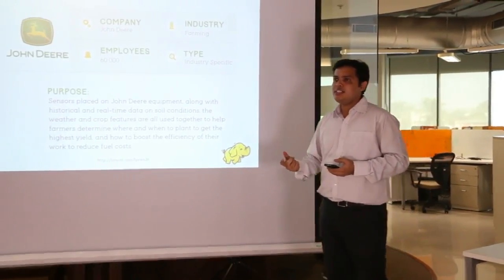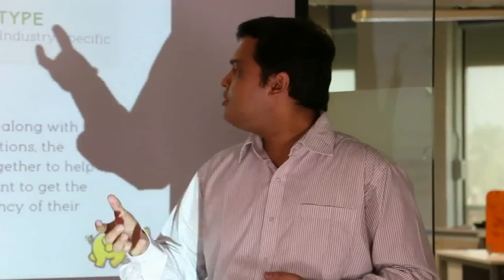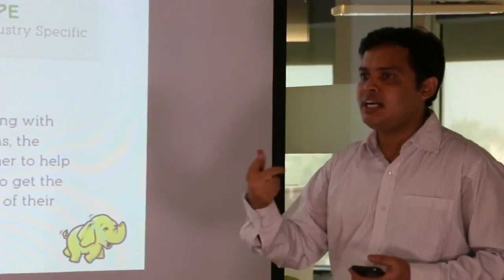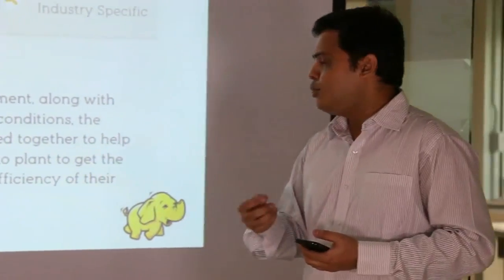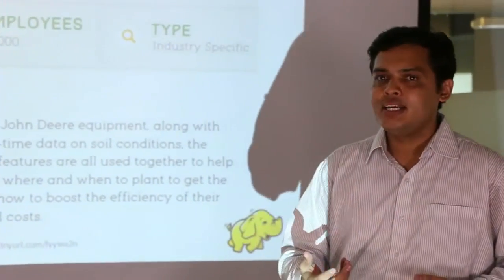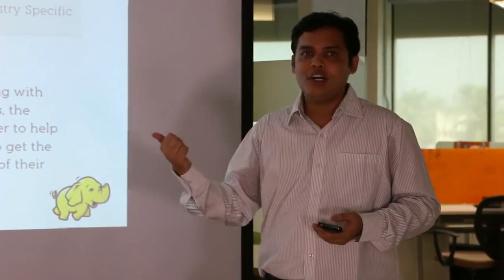What John Deere has done is place sensors on their equipment, and those sensors start collecting real-time data. That helps the farmers identify when is the right time to put in a crop or when is the highest yield. It helps them optimize their daily cycle. Right? Any questions? We have completed the use cases.